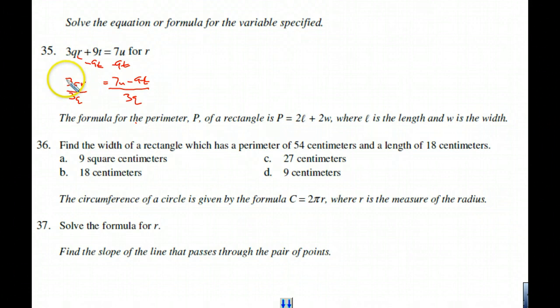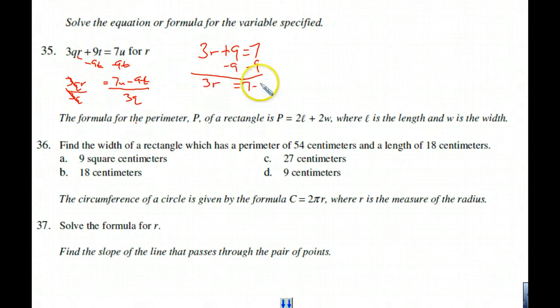So anything that we're not solving for, so anything other than r, we treat just like it's a number. So this could be 3r plus 9 equals 7. And subtract 9 on both sides, but on here we're going to subtract 9t on both sides. And we have 3r equals 7 minus 9, and instead of dividing just by 3, we have to divide by 3q. So the stuff that we're not solving for, we treat just like it's part of the number. So again, our final answer would be right here.